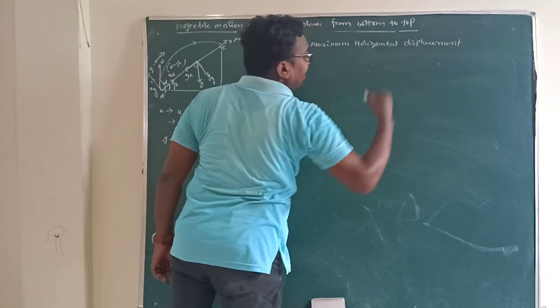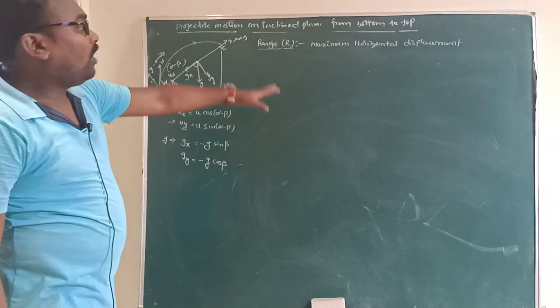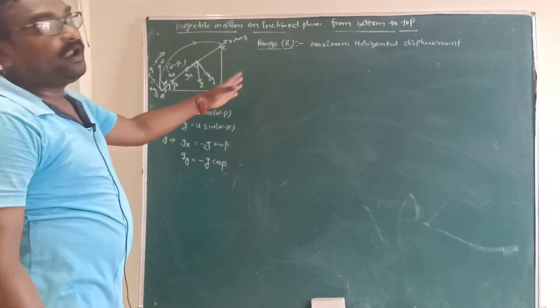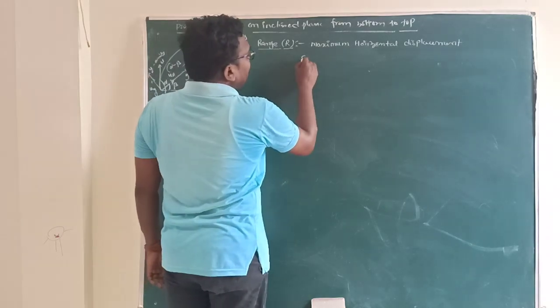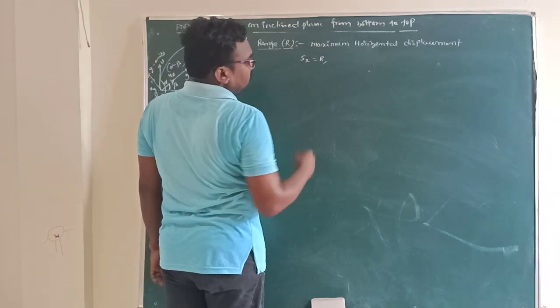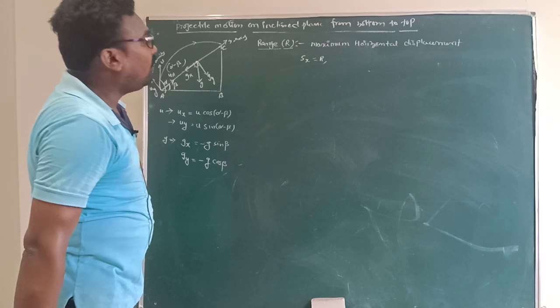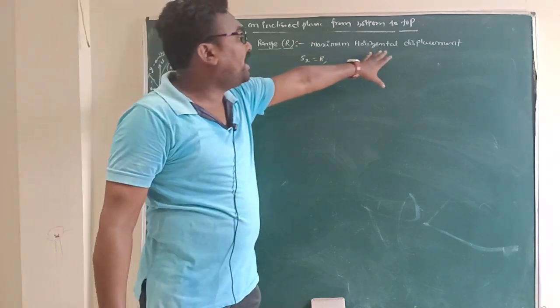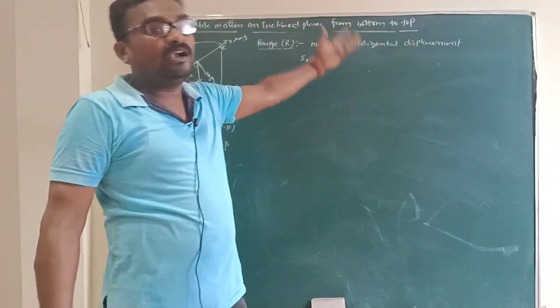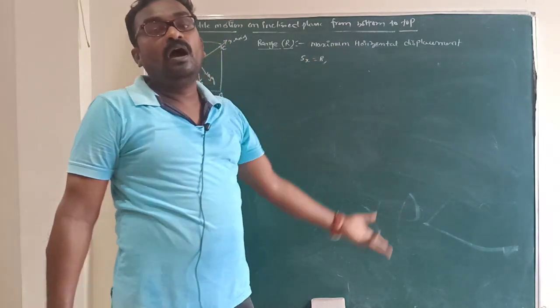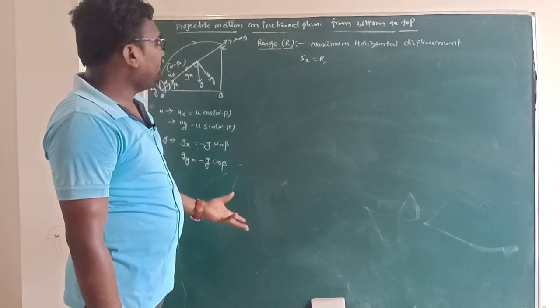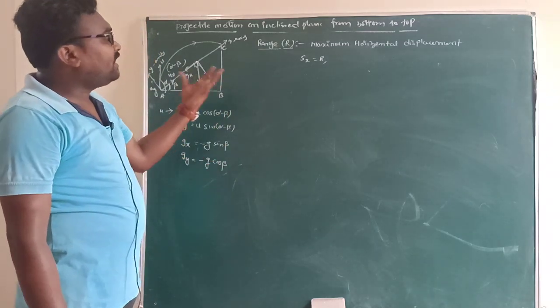The maximum horizontal displacement traveled by the projectile is called a range, which means Sx is equal to R. Vertical displacement is Sy, and horizontal displacement Sx is equal to R. We have to find the range.